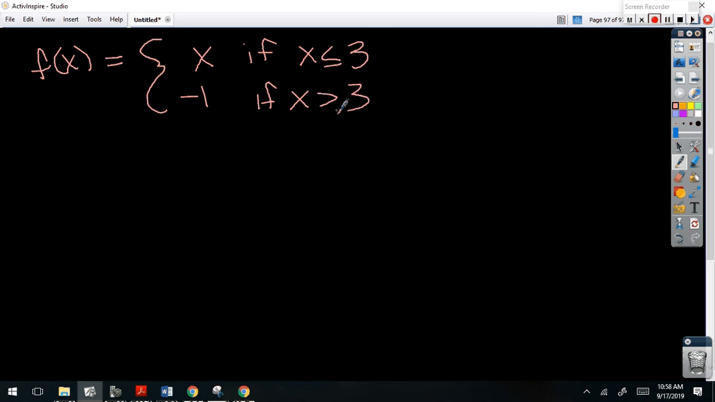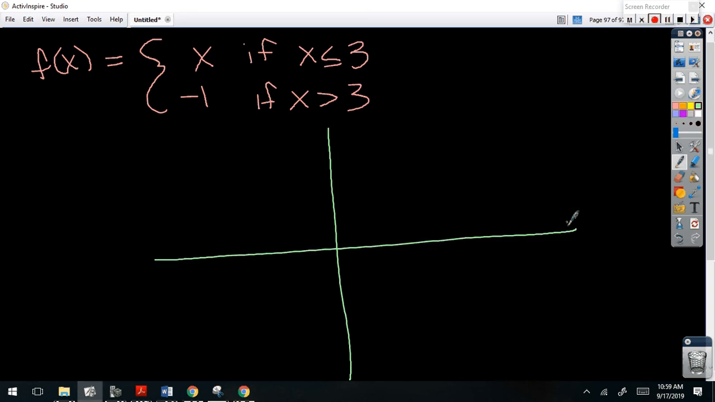So 3 is my cutoff, right? I'm going one direction with 1 at 3 and another in the other. All right, so think about these individually first. Before I even graph them, what does the line f of x equals x look like? It's a diagonal line, right? Goes through the origin, up 1 over 1. Okay? What does the line f of x equals negative 1 look like? Right? Horizontal at negative 1.